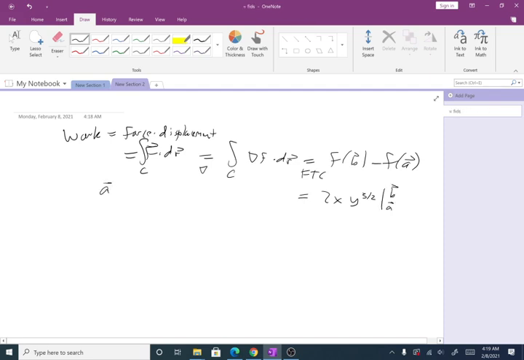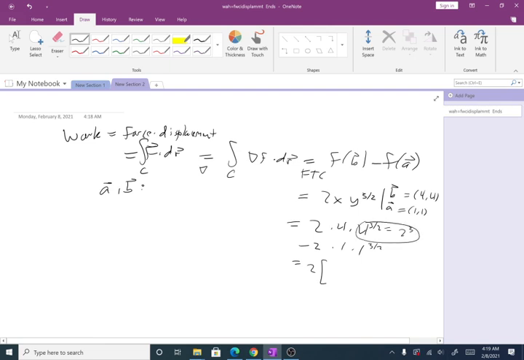So what are A and B? Well, these are (1, 1) and (4, 4). So let's evaluate this. It is 2 times 4 times 4 to the 3 halves minus 2 times 1 times 1 to the 3 halves. So it looks to me like you can factor that 2 out. I think 4 to the 3 halves is 2 cubed, so that's 8. So it looks like 4 times 8 minus 1. So it looks like 2 times 31, which is 62.